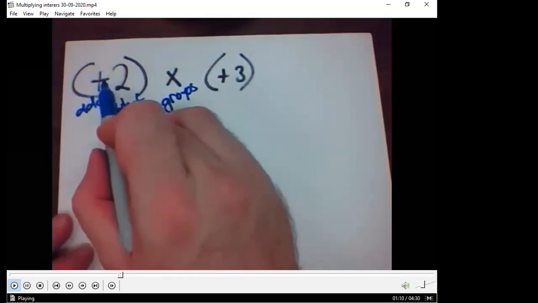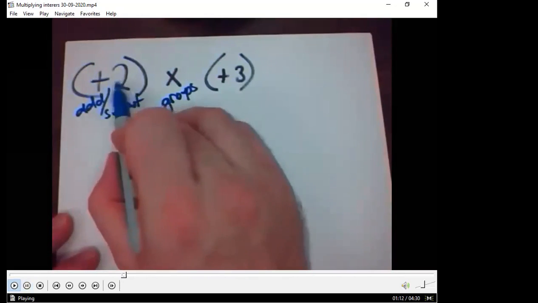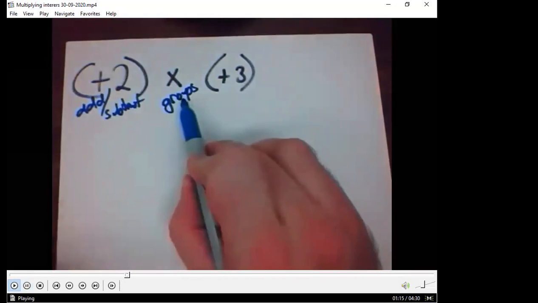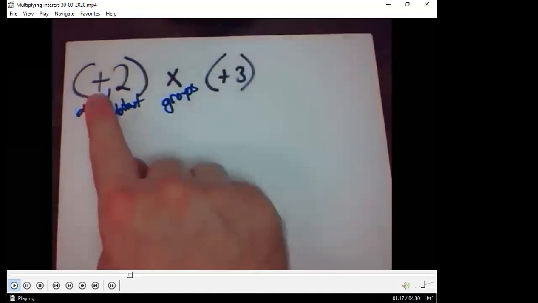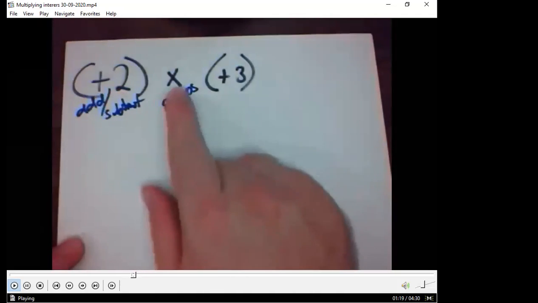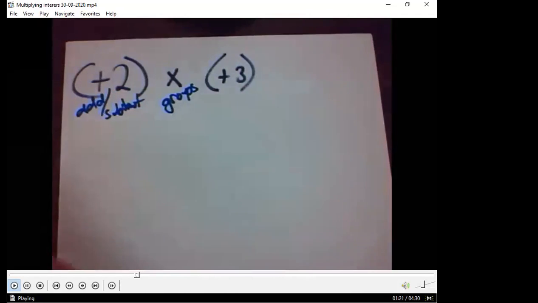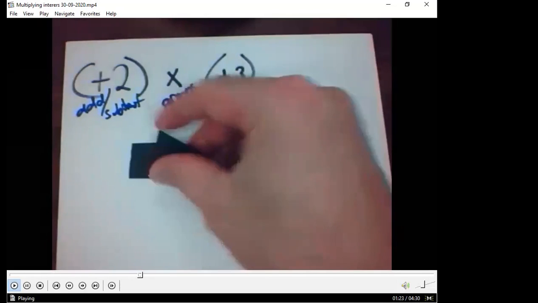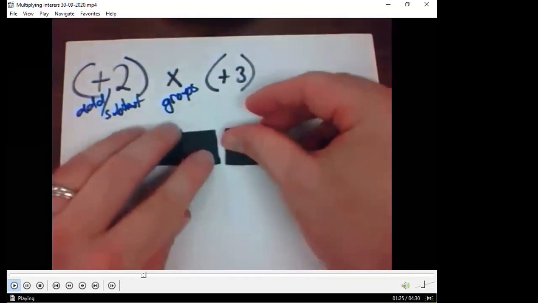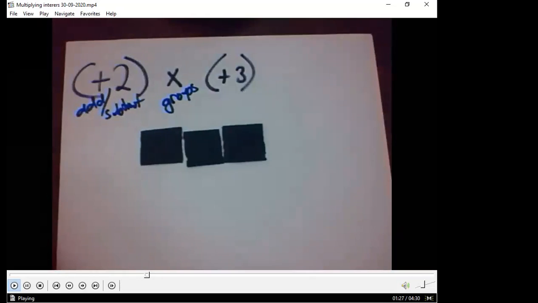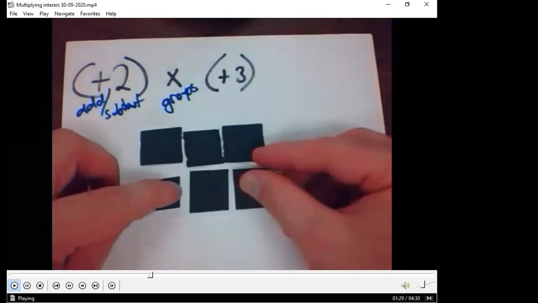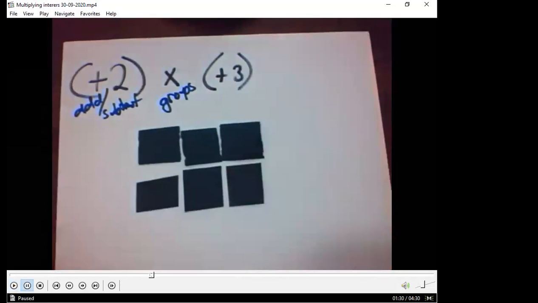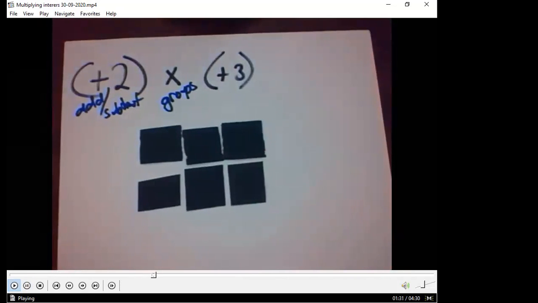And the third one, I want to translate now. Add 2 groups to 3. How will I translate it by algebraic tiles? How many groups are we looking for? Add 2 groups.